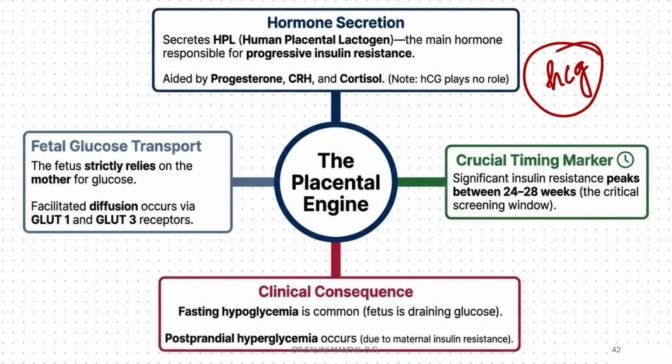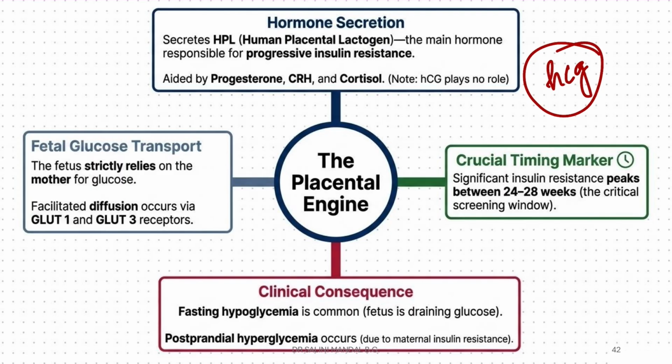Number one, whenever there is a male fetus, it stimulates the Leydig cells so that they secrete testosterone, thus developing the external genitalia of the male. It helps in steroidogenesis and thyroid hormone functions. But apart from that, we need to know a little about HPL, that is human placental lactogen, otherwise called human chorionic somatomammotropin. It is the main hormone responsible for progressive insulin resistance, aided by progesterone, CRH, and cortisol.